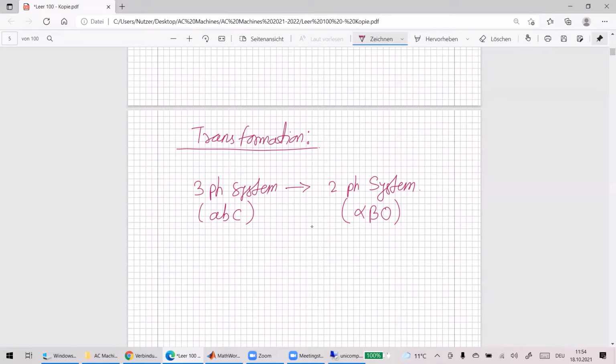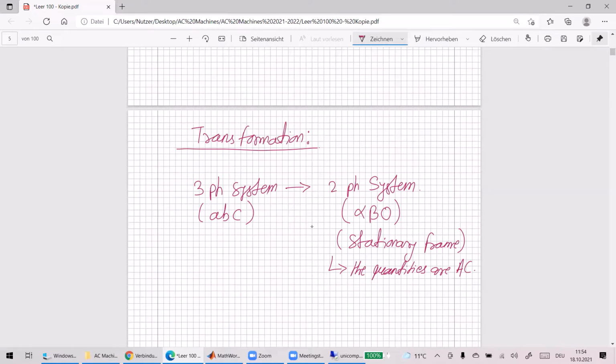And this is, of course, the AC frame. So this is your alpha beta stationary frame. Here the quantities are AC. We will see that.